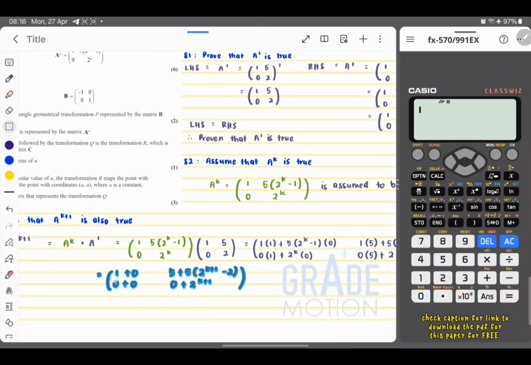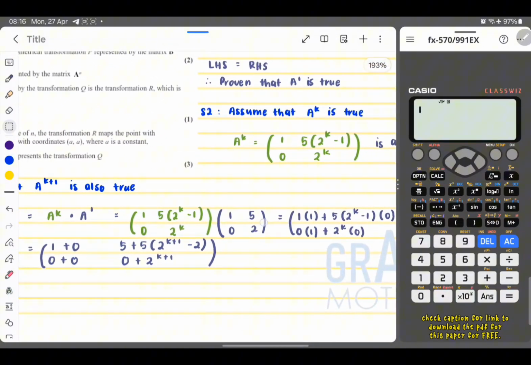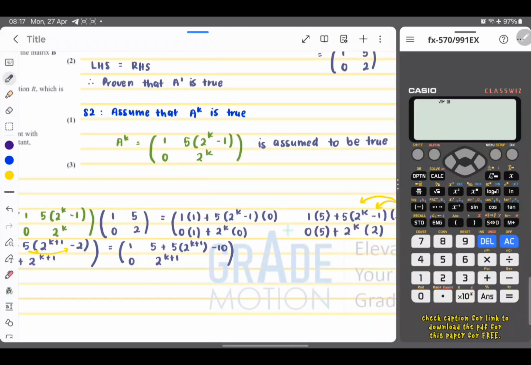So what I would like to do is move it slightly to the left hand side so that we have space to do our working. So this one would be 1, 0, 5 plus. We will expand this one now. So it would be 5, open bracket, 2 to the power of k plus 1, close bracket, minus 10. This one will be 2 to the power of k plus 1. Close bracket. This is equal to 1, 0.